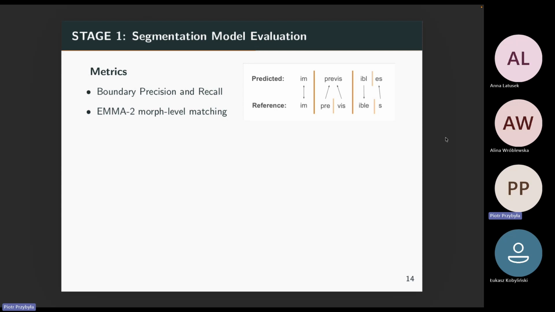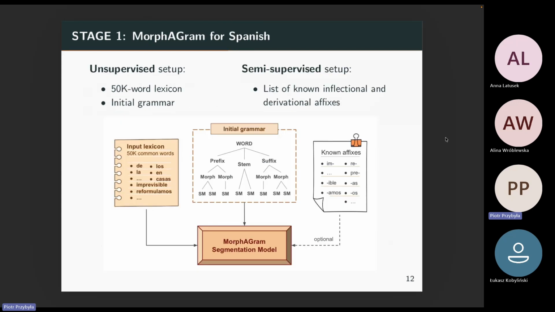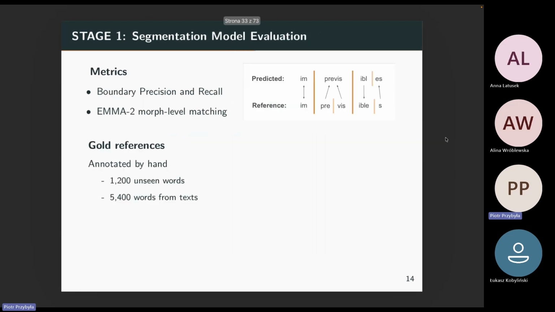The first one is boundary precision and recall. So you treat the boundary markers as tokens, as things that have to be recognized, and you compute the precision and recall over those. Right, but for this, you need a gold reference. So unfortunately, the time has come and someone had to sit down and annotate a big number of words in Spanish. So we took 1,200 unseen words. By unseen, I mean not part of this lexicon. Even though the lexicon is used in an unsupervised manner, it's still cleaner and nicer to use completely new words. So this is the 1,200 most common words that were not in the dictionary for unsupervised training.